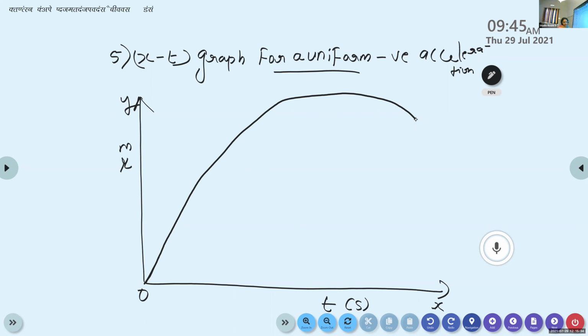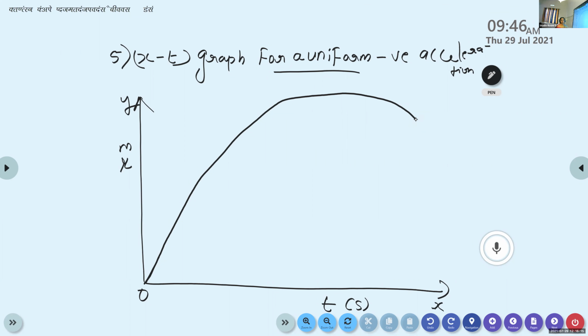So these are the 5 different cases that come under the position time graph. We start with an object at rest, then an object moving with a positive uniform velocity, an object moving with a negative uniform velocity, and the last 2 cases, if the object is moving with a positive uniform acceleration and a negative uniform acceleration. So these are the 5 different cases under the position time graph of a moving body.